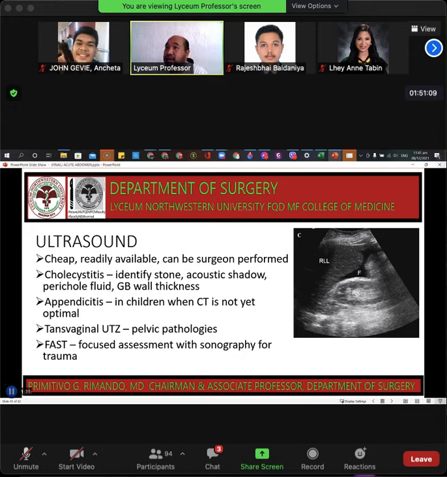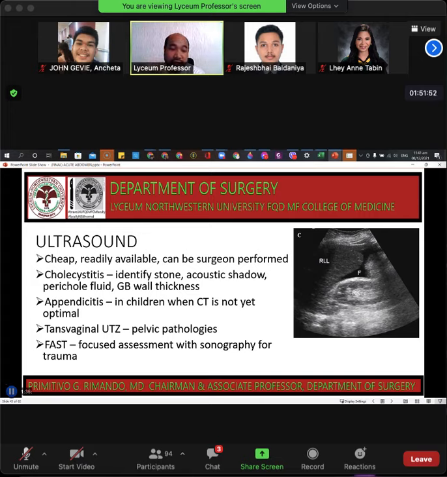Just to tell you, especially for those who want to be a radiologist, there is now a growing trend for non-radiologists to perform basic ultrasound. Of course, basic ultrasound, not the complicated ultrasound that radiologists do. That's still under their practice. But for some basic ultrasound, like for gallbladder stone, surgeons can perform this.